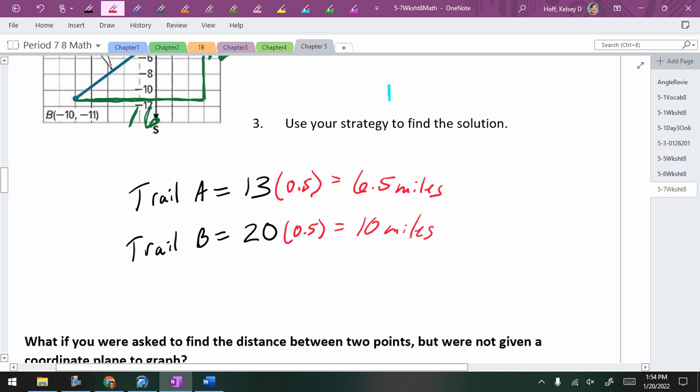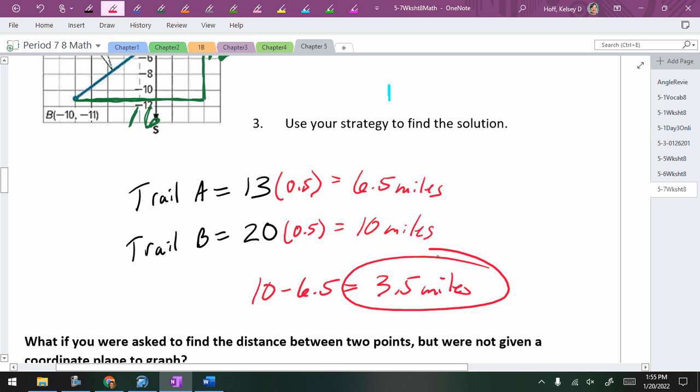Did I answer their question? What was their question again? Okay, so how do I figure out how much longer it is? Good. 10 minus 6.5 is 3.5 miles. It is 3.5 miles longer.